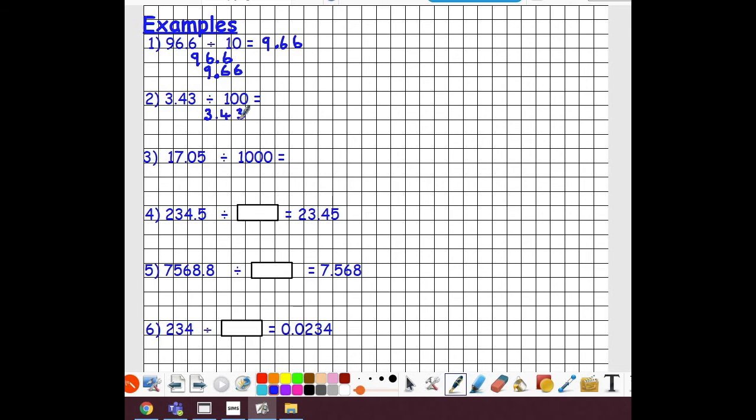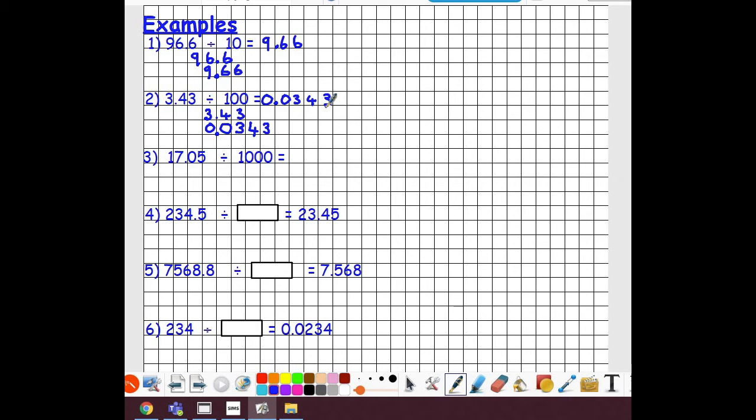Moving on to the next one, 3.43 divided by 100. So if we pop our decimal point down, this time we know that each digit moves 2 places to the right if we're dividing by 100. So this 3 here is going to move 1, 2. The 4 is going to follow suit, 1, 2. And then 3 is also going to follow suit, it's going to go 1, 2. This time we've got the 2 empty boxes either side of the decimal point, so we need to add in 2 zeros. Therefore our answer is 0.0343.